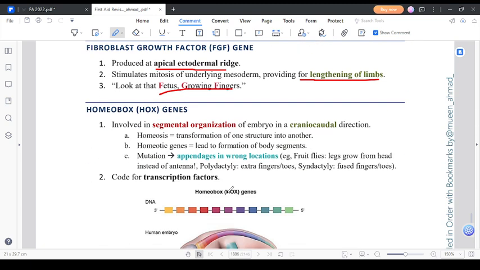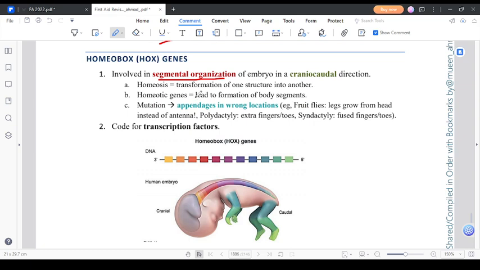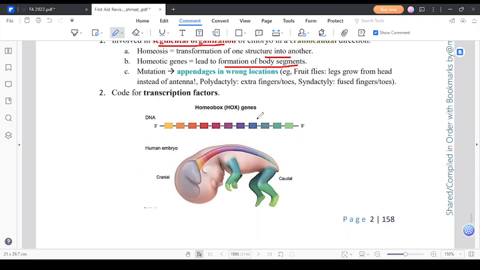Then we have the homeobox or Hox genes. They are involved in the segmental organization of the embryo in the craniocaudal direction. Homeosis is the transformation of one structure into another. Homeotic genes lead to the formation of body segments. So you know that the body is divided into a lot of segments. So these are the homeobox genes.